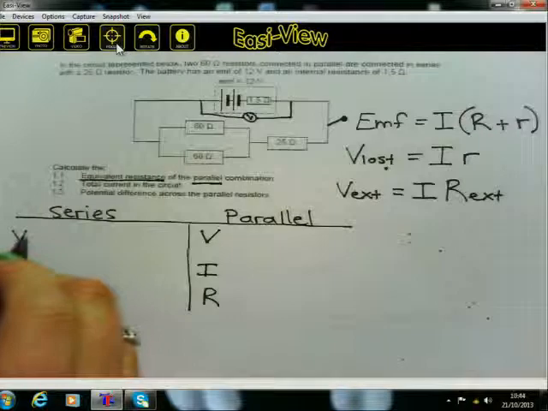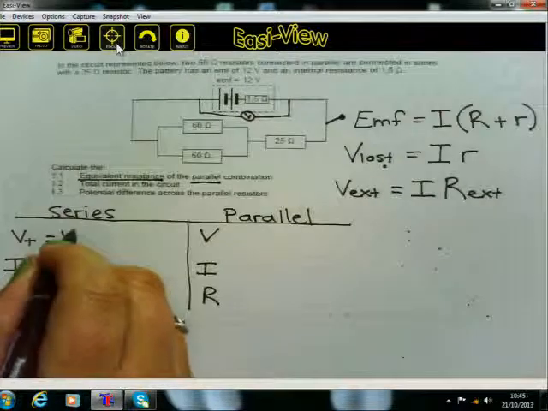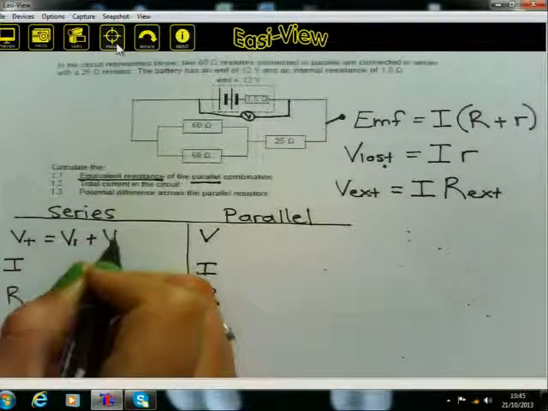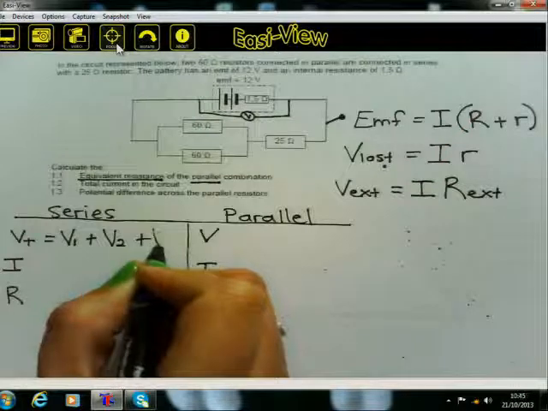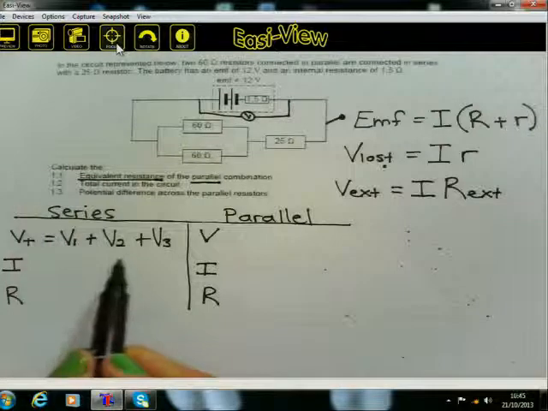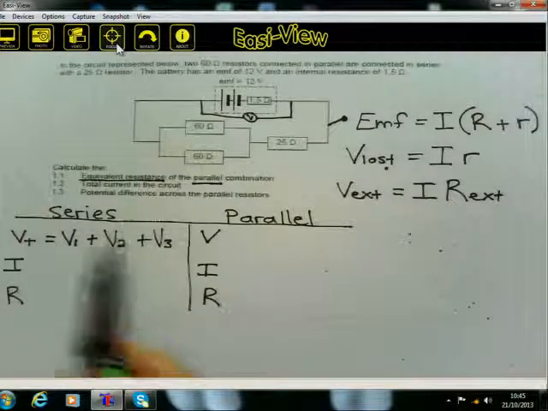The rule for series says V total equals V1 plus V2 plus V3. So addition of voltage in a series circuit equals the total voltage of the battery then.